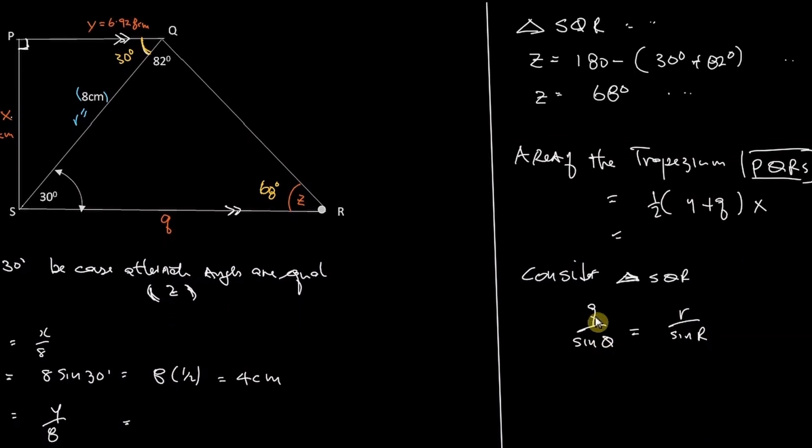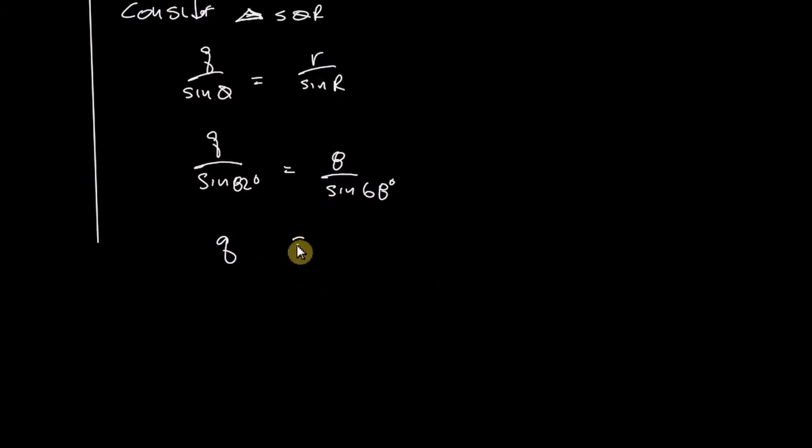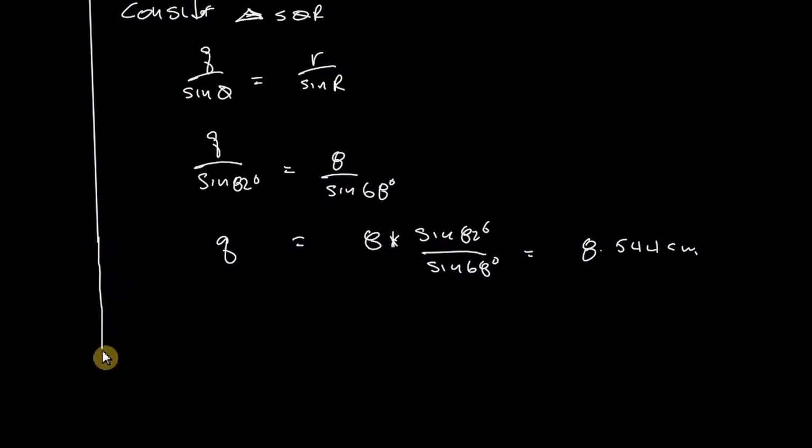So we could write that q, the unknown, over the sine of Q, which is the sine of 82 degrees, is equal to r, which is 8 centimeters, over the sine of R, where R is equal to 68 degrees. So we have one equation, one unknown, so we could solve by noting that q is equal to 8 multiplied by the sine of 82 degrees over the sine of 68 degrees, giving q to be equal to 8.544 centimeters.